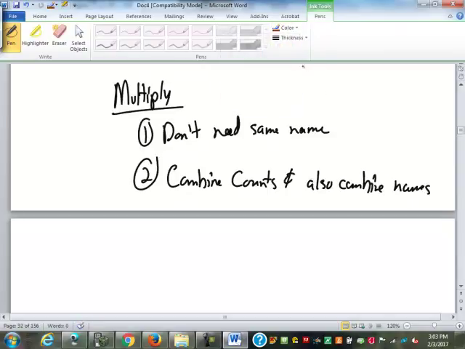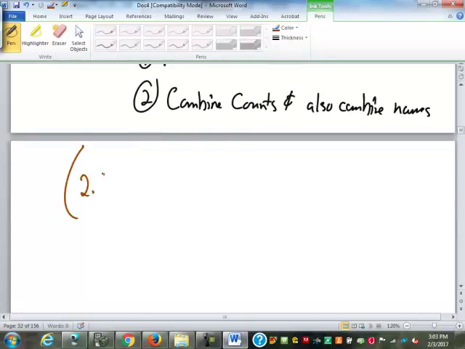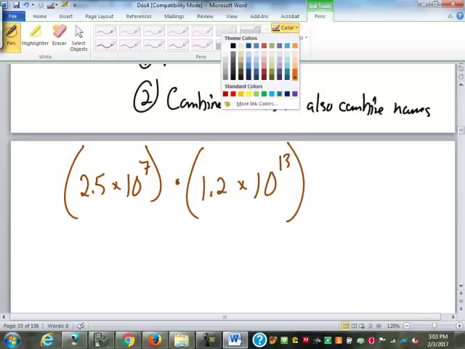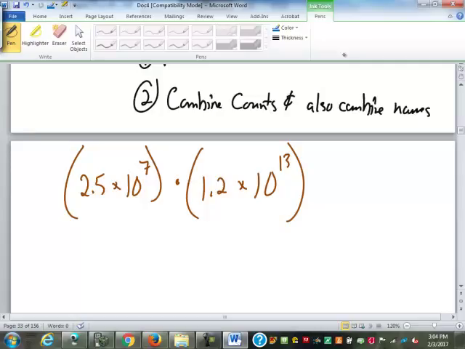So let's start out with 2.5 times 10 to the 7th times 1.2 times 10 to the 13th. I do not have the same power of 10, but it doesn't matter. When we multiply, we don't need the same name. We could multiply feet times pounds. When we had fractions, we didn't need common denominators to multiply. With our scientific notation, again, we do not have to have the same name or the same power of 10. We're just going to combine the counts. What is 2.5 times 1.2?